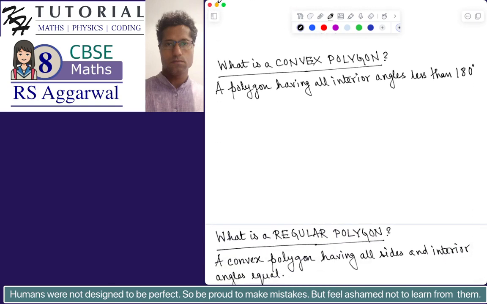Examples are, this is a convex polygon. These are all convex polygons, as all the interior angles are less than 180 degrees. Remember, it is less than 180 degrees. It cannot be 180 degrees. I mean, an interior angle of a polygon cannot be 180 degrees, because then two sides will coincide and become one side. Okay, so this was concave and convex polygons.